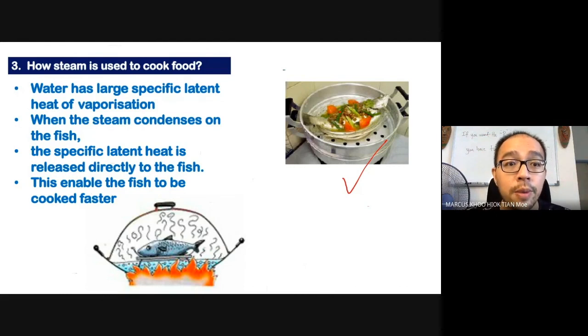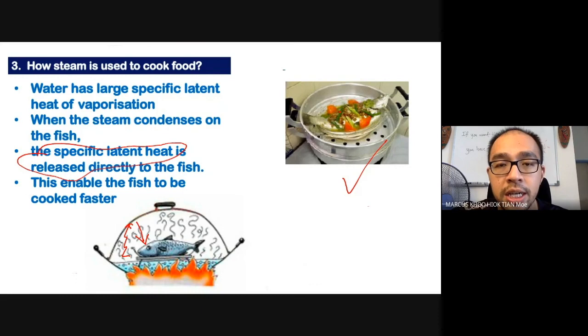Right? So when steam condenses on the fish, when the vapor rises over here, it touches the cover and condenses. When it condenses, it will release the specific latent heat directly onto the fish, and your ginger and your tomato and your spring onion and whatever else you put on the fish. And because of that, this enables the fish to be cooked faster. And some people say it's healthier.